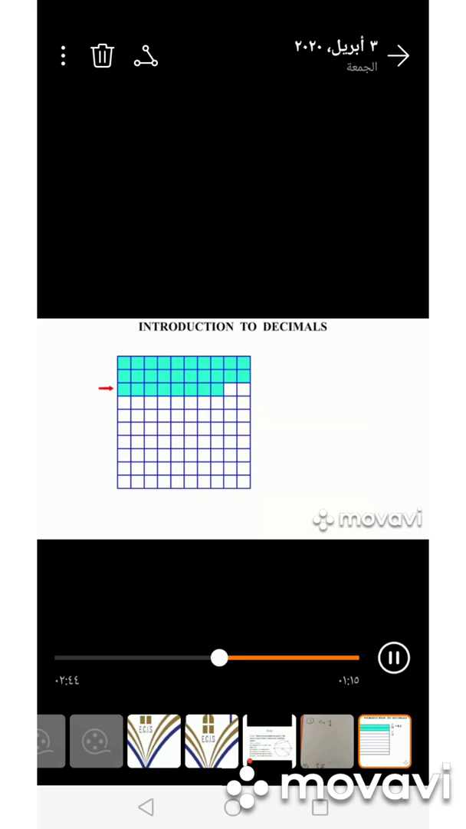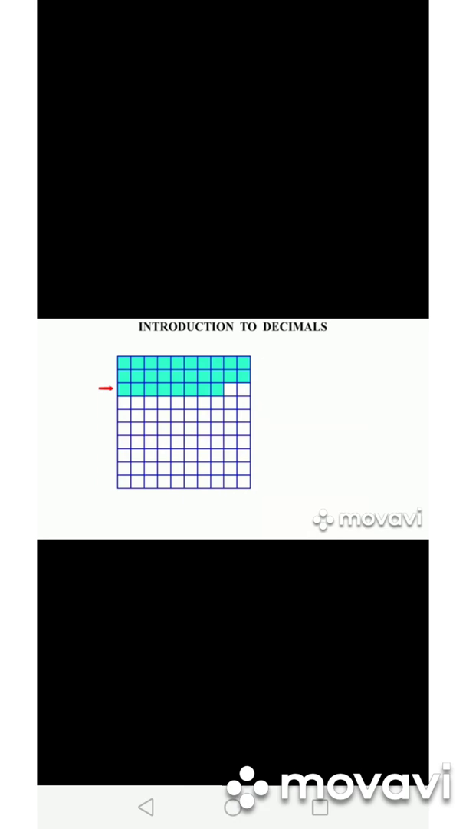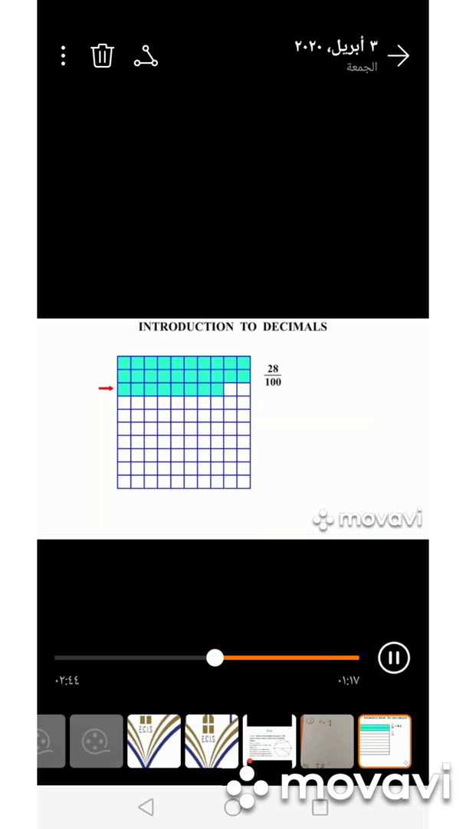How many more down? Let's count them. 1, 2, 3, 4, 5, 6, 7, 8. So we have 8 more than 20. So our fraction now is what? It is 28 hundredths. 28 squares shaded out of 100 squares. So we have our fraction 28 hundredths. We can rename this fraction as a decimal, like 0.28. And how do we read it also? Yes, 28 hundredths.